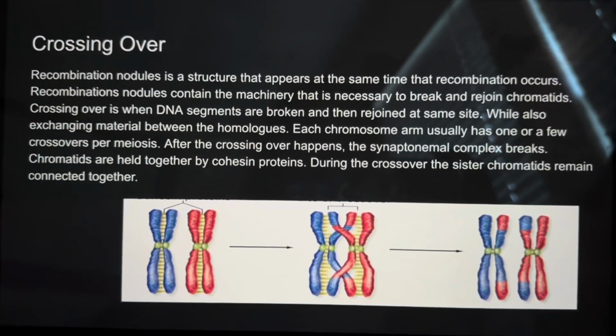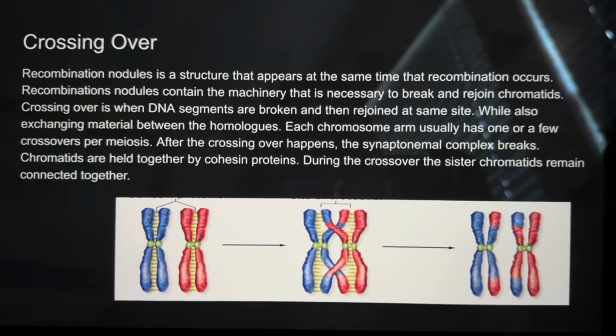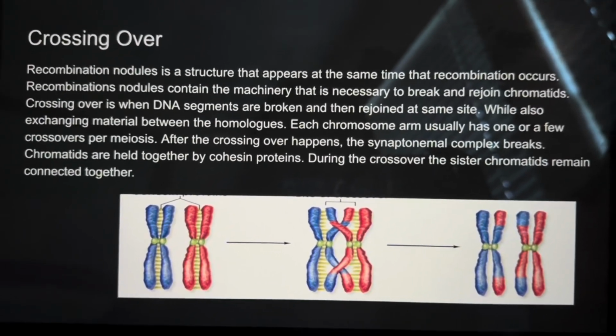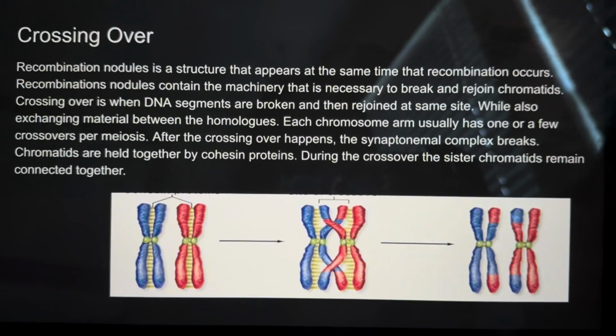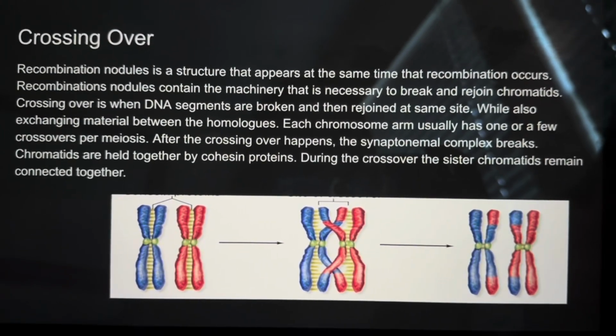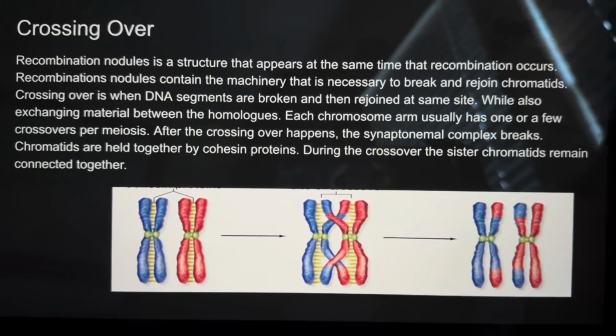After the crossing over happens, the synaptonemal complex breaks down. Chromatids are held together by cohesion proteins. During the crossover, the sister chromatids remain connected together.